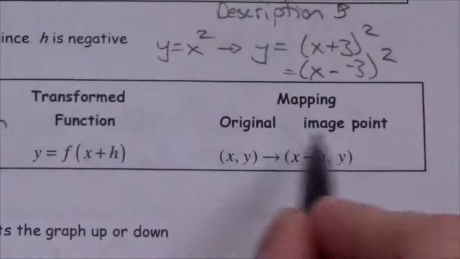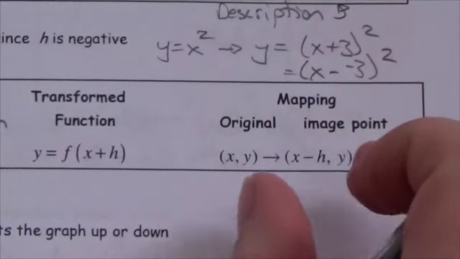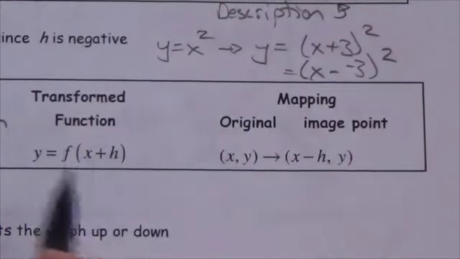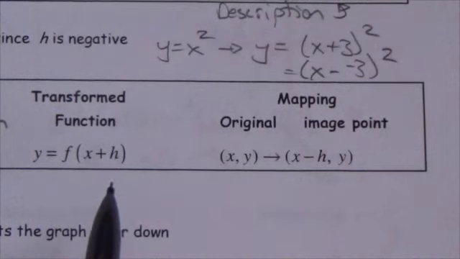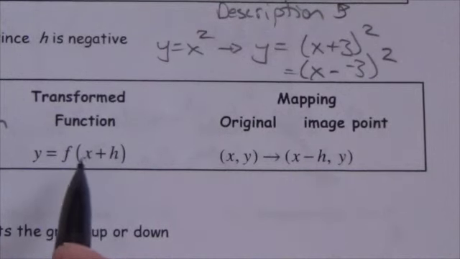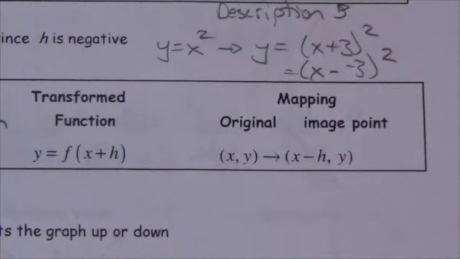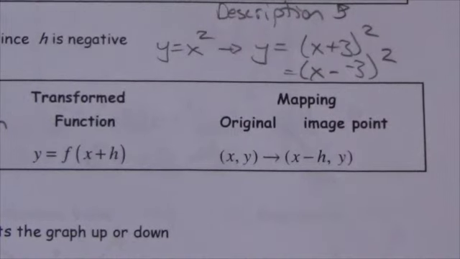Because remember, this describes what is actually happening on the point. This is what I'm seeing. But in the function, you're going to see x plus h. Because the only way to understand what's going on to x is to isolate it. Now, that's what's going on horizontally.